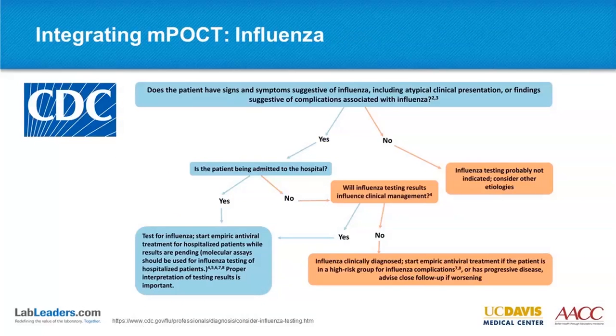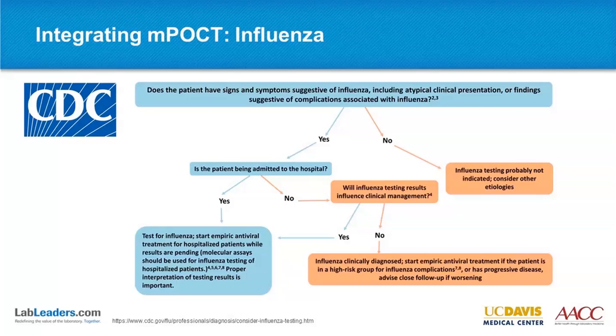The CDC recommends that we perform molecular testing when you meet the following criteria, and ask yourself, does the patient have signs and symptoms suggestive of influenza, including atypical clinical presentation, or findings suggestive of complications associated with influenza? If they don't, influenza testing is probably not indicated, consider other etiology. If yes, ask yourself, is the patient going to be admitted? If not, is the test going to make a change in management? If not, you probably don't need testing. You could start empiric treatment if the patient is in a high-risk group or has progressive disease.